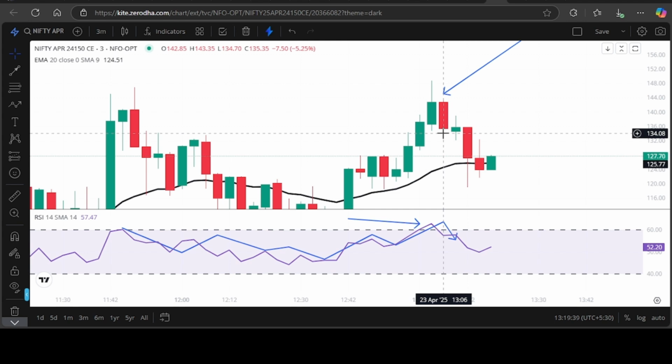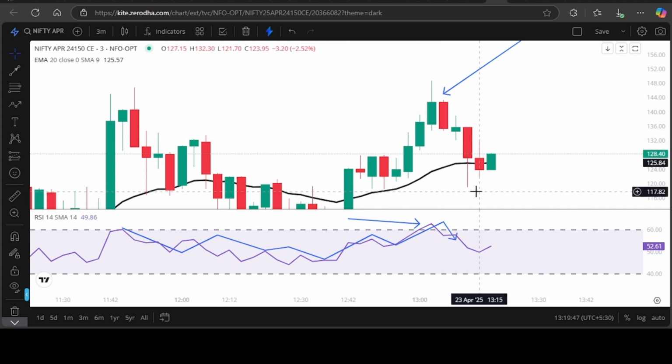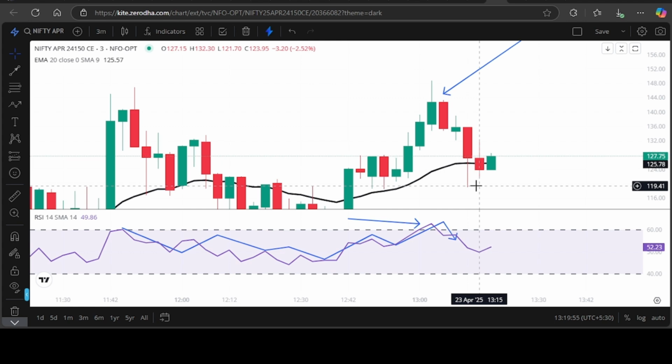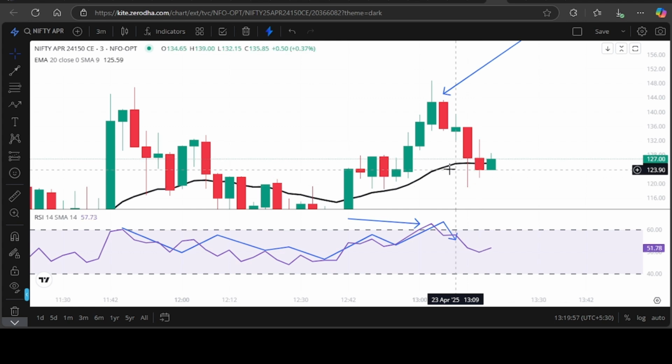So if I would have shorted at 134 and the stop loss would have been 144.35, I would have sold somewhere at 120 or let's say 123. So that means a 20 point profit, and then I would exit, right?